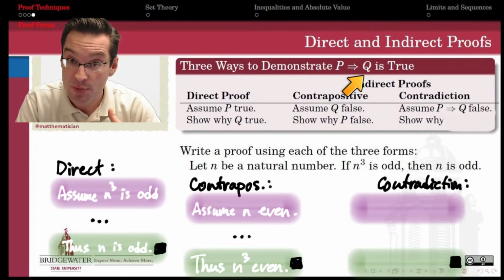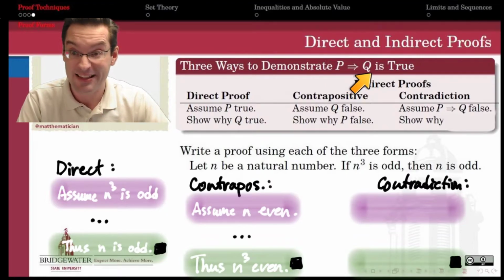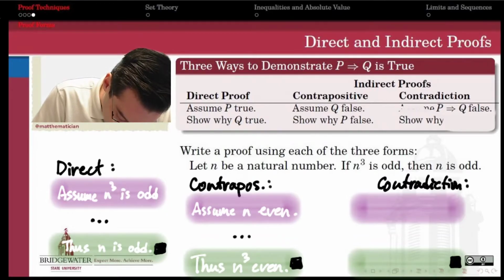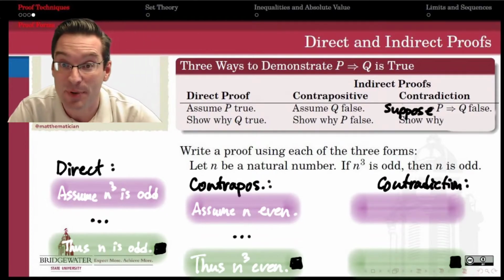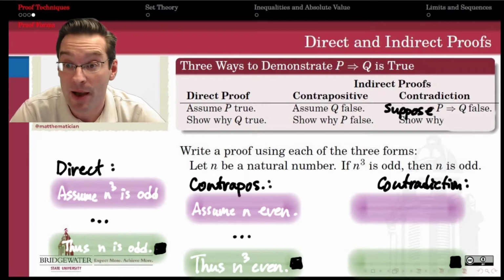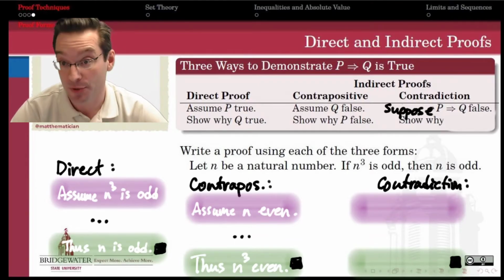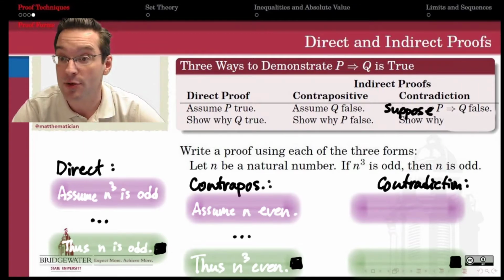So in a contradiction proof, we start by assuming that in fact it is not. Sometimes, just to underscore the silliness of what we're doing, instead of using the word assume, often we'll use the word suppose. It kind of tells the reader, let's suspend disbelief for just a minute. Let's entertain the possibility that this thing that I'm claiming is true actually was not true. So we suppose P implies Q is false.